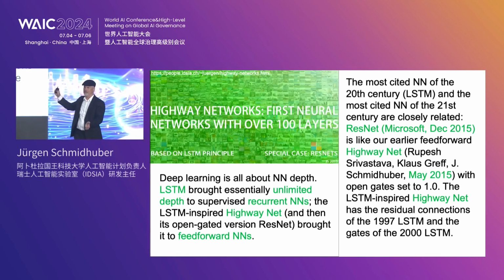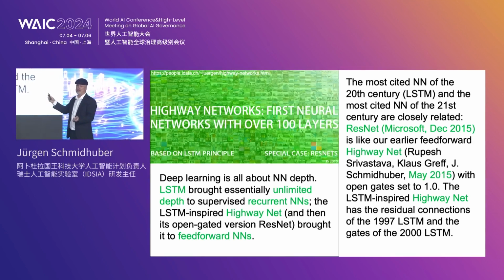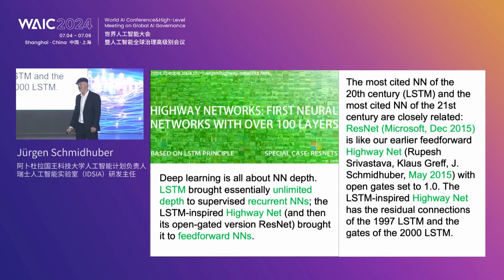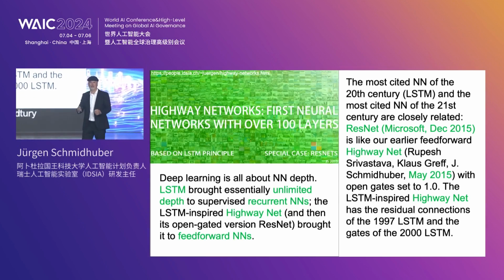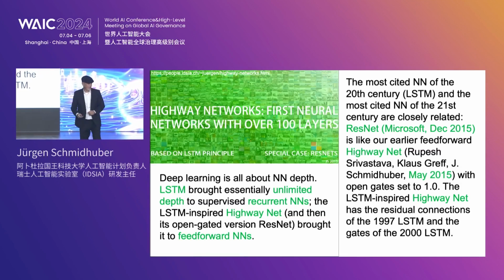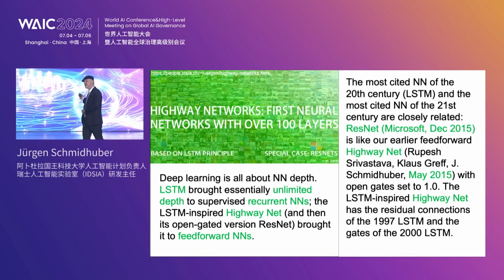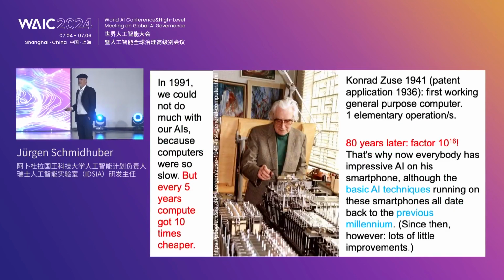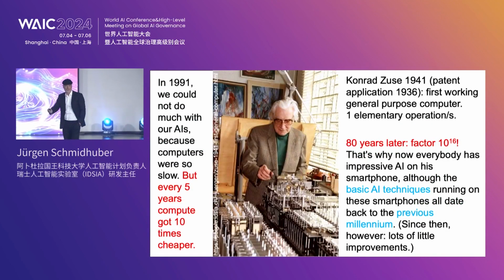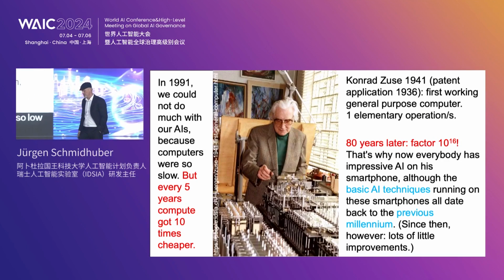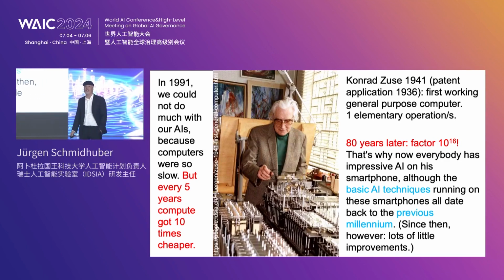And then a variant of that was published half a year later by Microsoft, and this has become the most cited AI of the 21st century. But it's based on the same principles, these residual connections. So this was really a good year back then, 1991, and back then, however, we couldn't do much with that. We couldn't do much with that because computers were so slow. Computers were so slow, but back then we had a friend.